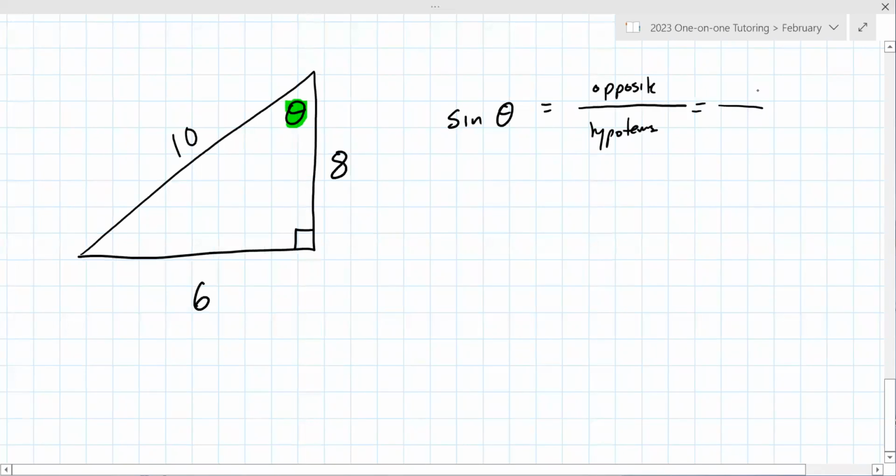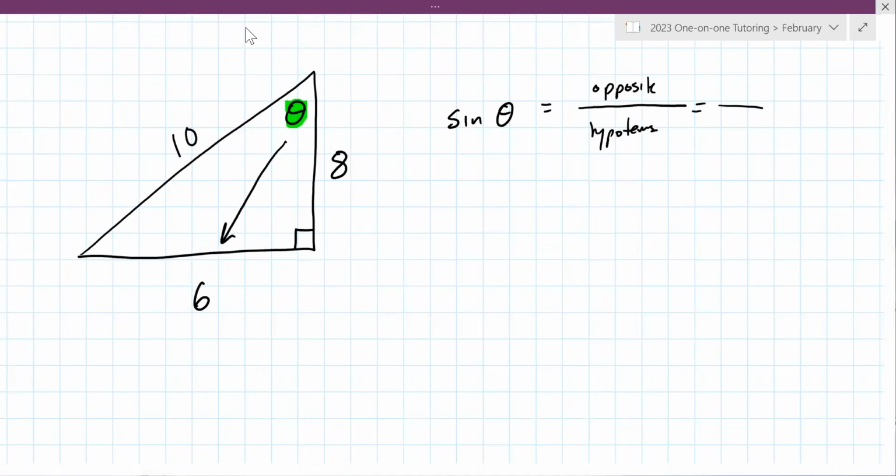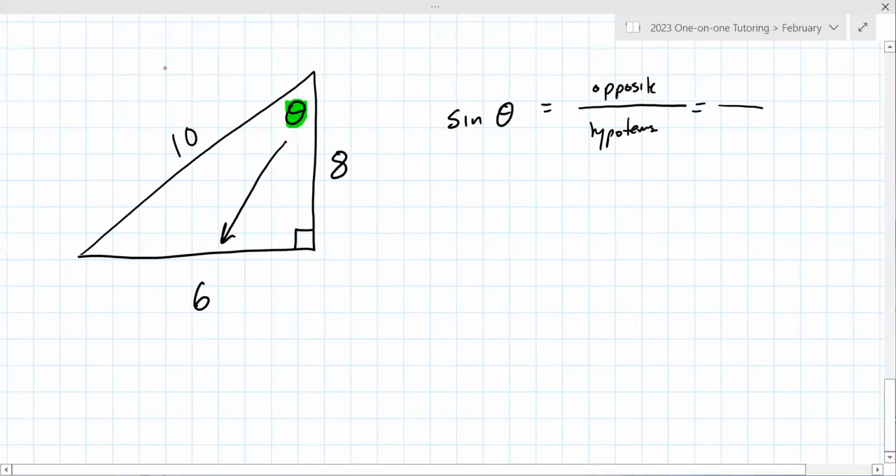So what is opposite the theta? 8. Nope, hypotenuse. Nope. Oh, somebody's at the door. I'm going to go get the door. Okay.